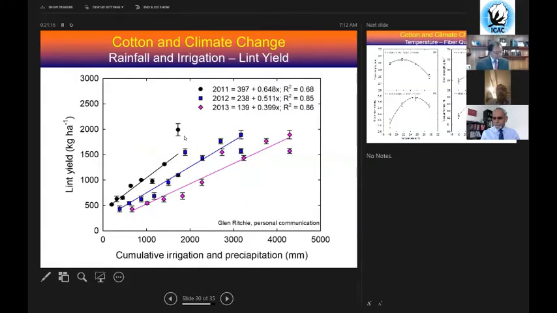Here is some field work done by one of my friends, Dr. Glen Ritchie from Texas Tech, where they have the ability to control the water to a certain extent because of the smaller amount of rainfall they receive. Here we are looking at cumulative irrigation and precipitation combined, in millimeters, and lint yield. In different years, yields almost decline with lower amounts of irrigation and precipitation. The optimum is somewhere here for many of them.